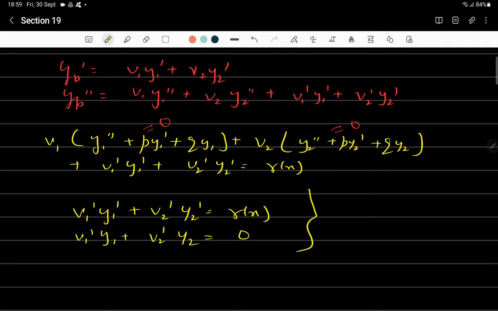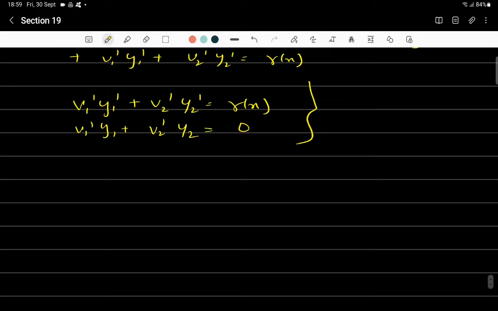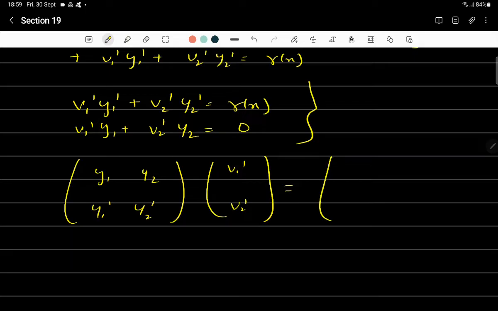So this is a non-homogeneous system of equations. Now I just need to check whether this system is consistent, that is, whether it has a unique solution, infinitely many solutions, or no solution. So I can write down the system as the matrix y1 y2, y1 dash y2 dash, times v1 dash, v2 dash, equal to 0 and r of x.